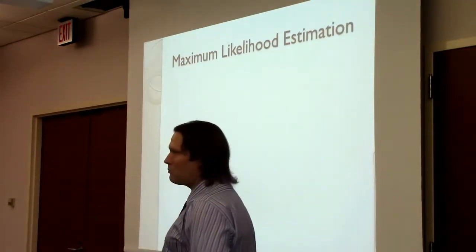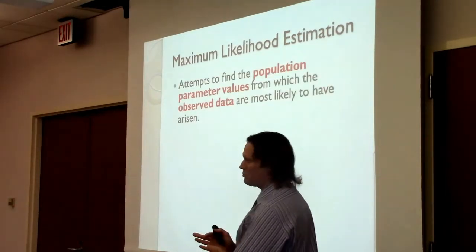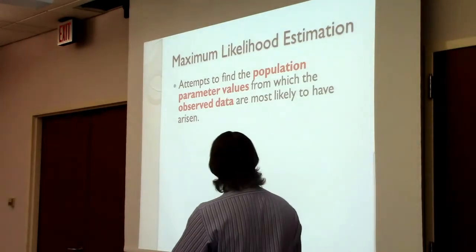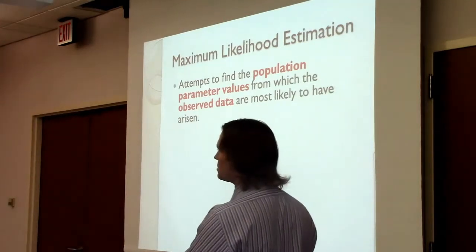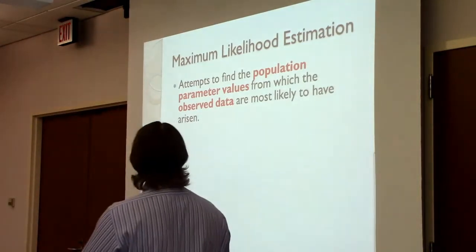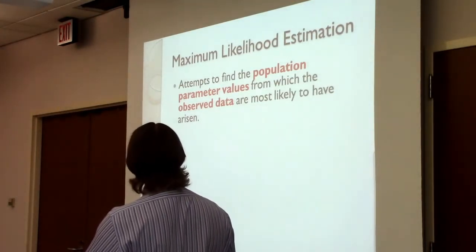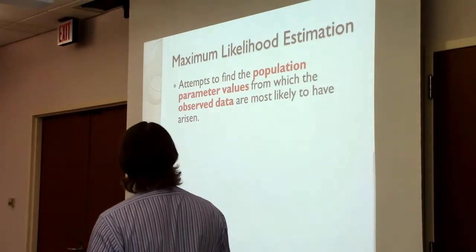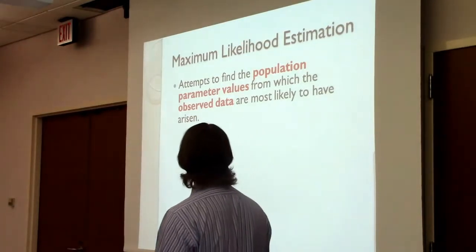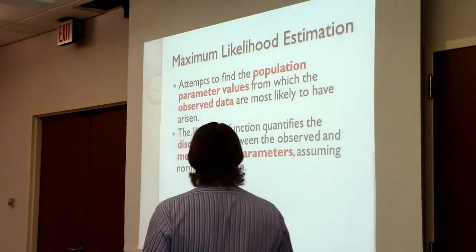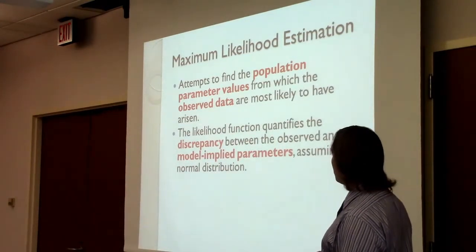Okay, then there's maximum likelihood estimation. We're going to have to pause on maximum likelihood for a second, because maximum likelihood is one of the more robust systems that has come out for estimation. And so basically it looks at population parameter values based on observed data that are most likely to have arisen. In other words, it uses probabilities, which you would sort of guess from the name likelihood. The likelihood function quantifies the discrepancy between the observed and the model implied parameters.